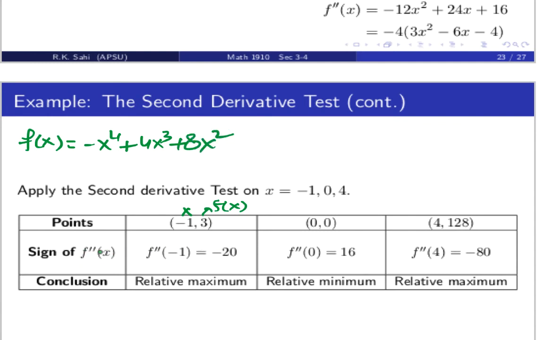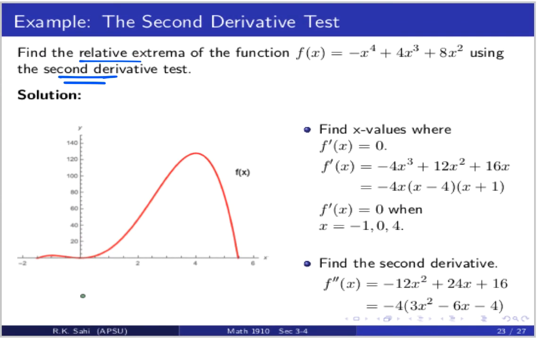Then we look at the sign of the second derivative at each of these points. At minus 1, it's negative 20, so that means it's less than 0. That means the function has a relative maximum at minus 1. At 0, it is 16, which is positive. That means the function has a relative minimum at x equals 0. And the second derivative at 4 is negative 80. That means it has a relative maximum. So the second derivative test gives us this, and you can easily see it here.